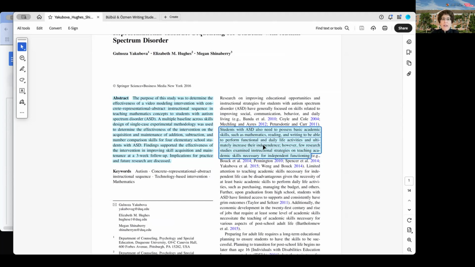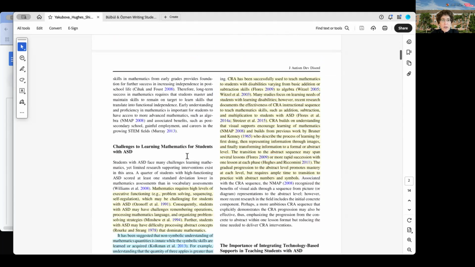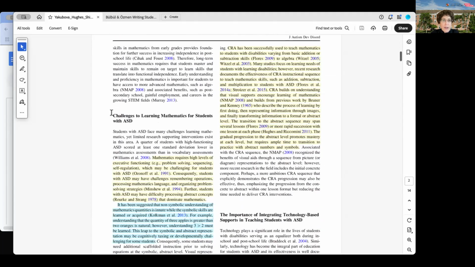So right away in the beginning of the article, they are saying why what they're doing is important. Okay, so that's in the introduction, and I can let you read more. Okay, the next topic that they are going to talk about are the challenges that are known for students who are learning math, students with ASD.